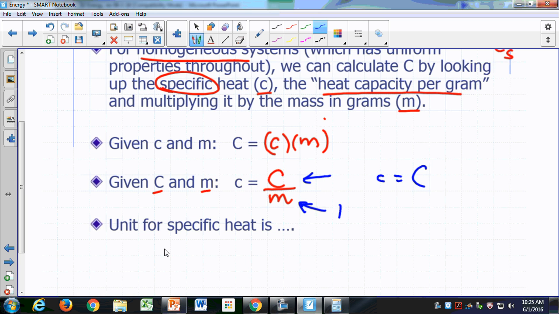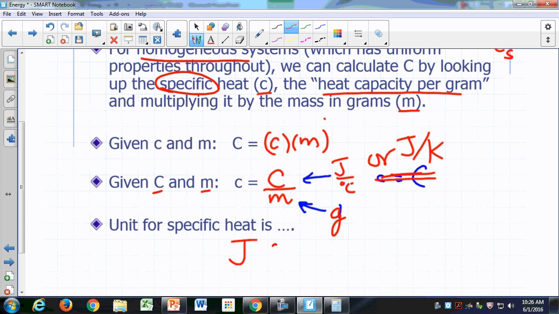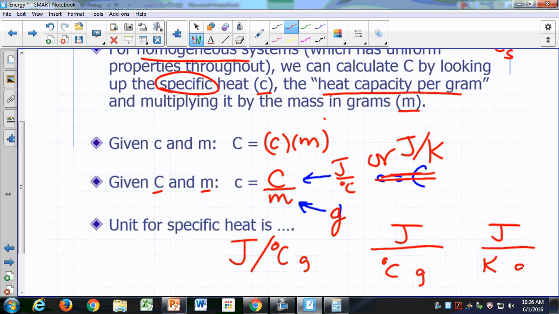What would be a unit for specific heat? What's the unit for heat capacity? This is joule per degree Celsius or joule per Kelvin. And the unit for mass is, we usually use grams in chemistry. If you want to use SI units, you can use kilograms. So specific heat is joules per degree Celsius per gram, so degree Celsius and gram are in the denominator. You can write it this way: joules per degree Celsius per gram, or joules per Kelvin per gram.